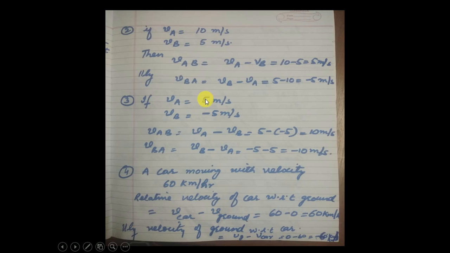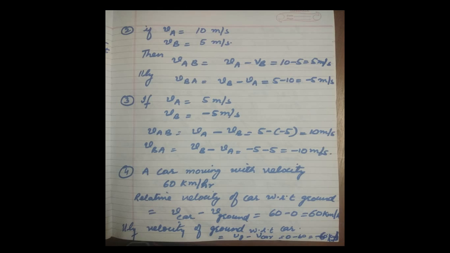Similarly, if the two objects are already moving opposite to each other, then one velocity is 5 meter per second and the other is minus 5 meter per second. In that case, what is the velocity of A with respect to B? VA minus VB, the same formula we are using here, but because of this extra minus sign, this velocity is 10 meter per second. Or you see, if two objects are coming closer to each other, then obviously they are moving in opposite directions.